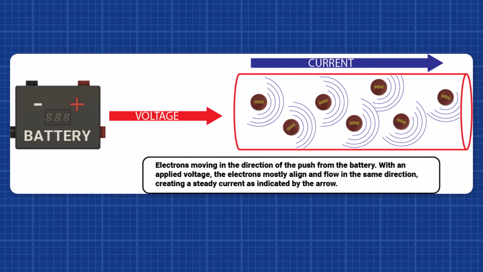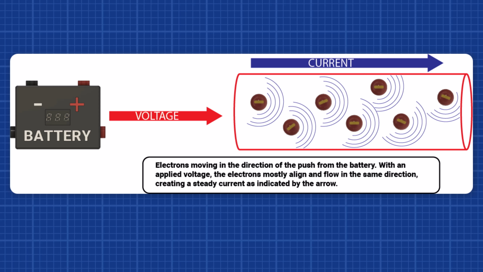When voltage is applied, it establishes an electric field across the conductor. This field exerts a force on the free electrons, causing them to move from the negative terminal towards the positive terminal of the battery. This is how electron flow occurs in reality.